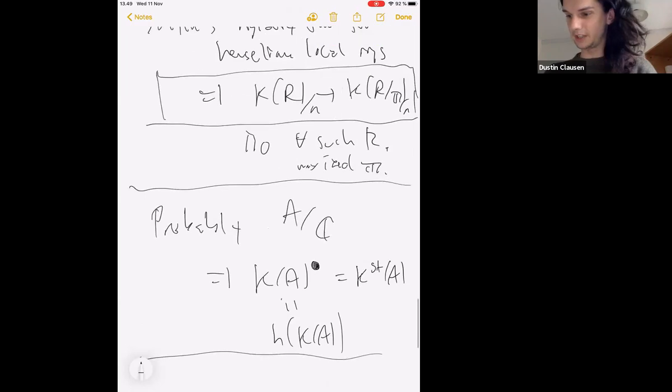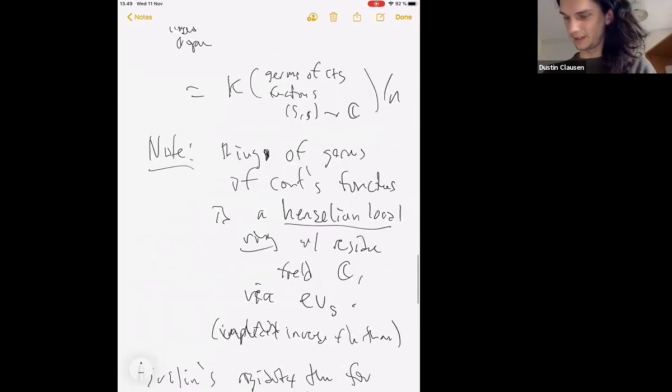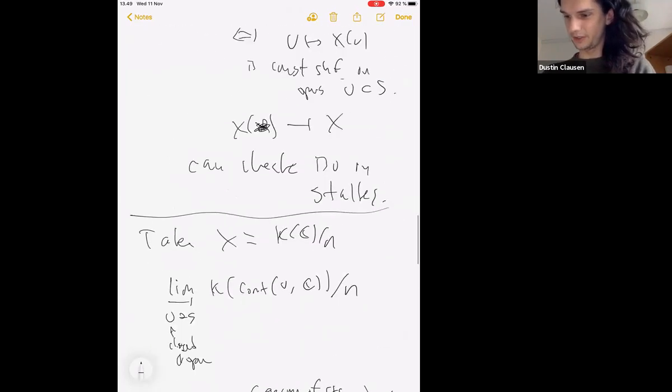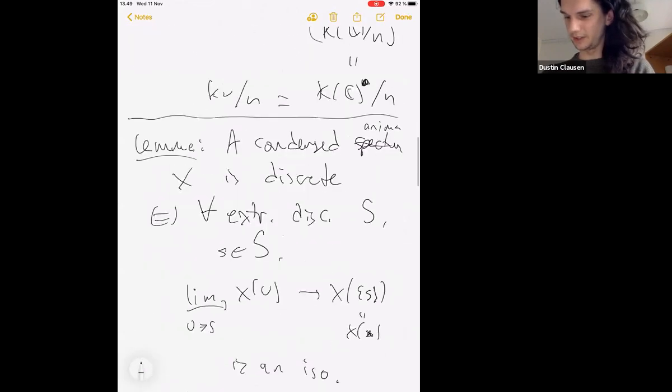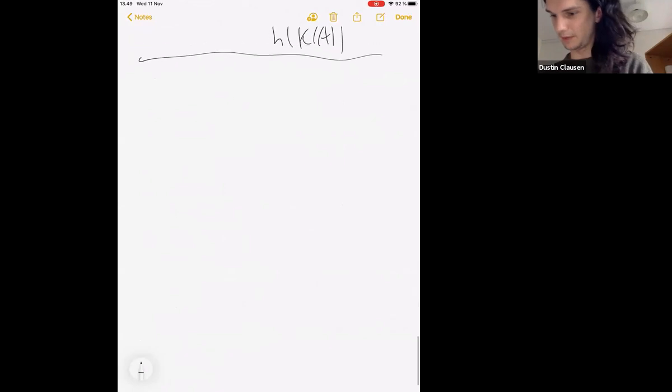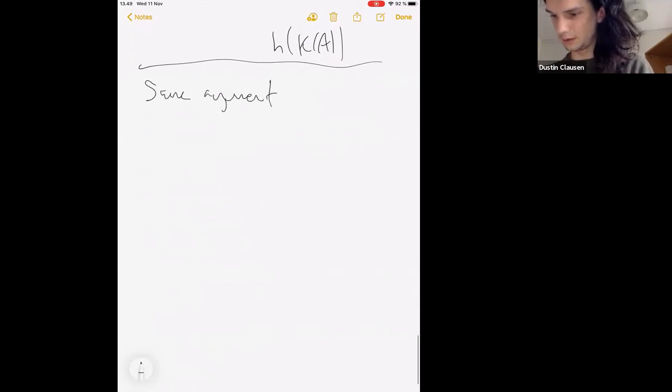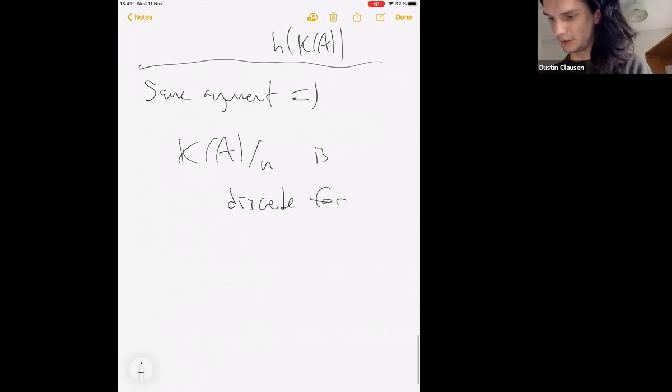Yeah, I also want to mention actually that this refined version of Sus­lin's theorem, that K theory of C mod n is discrete, applies much more generally. The same argument works. It shows that K of A mod n is discrete for any, say, Banach ring A in characteristic 0.